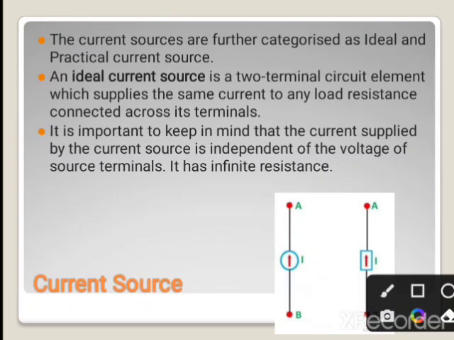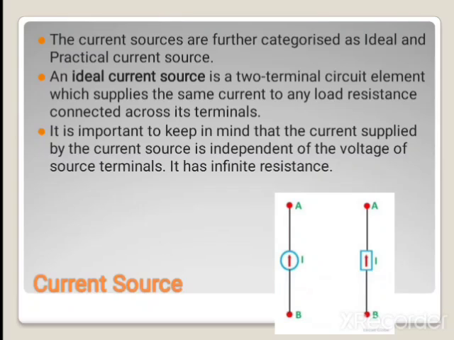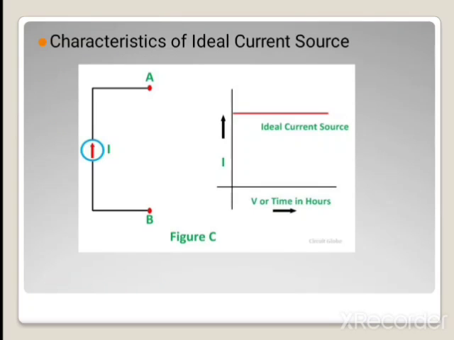So now, the ideal current source has infinite resistance. Okay, the current source has infinite resistance. So these are the characteristics of the ideal current source.